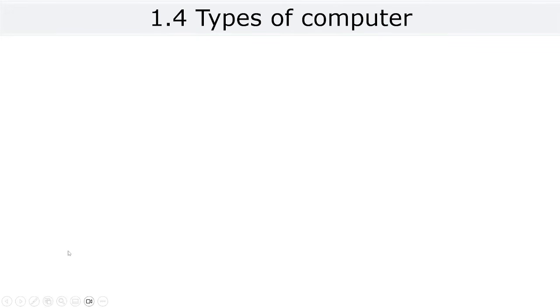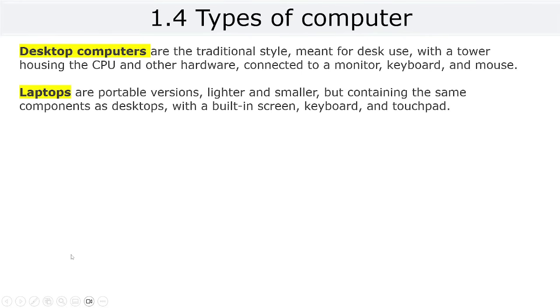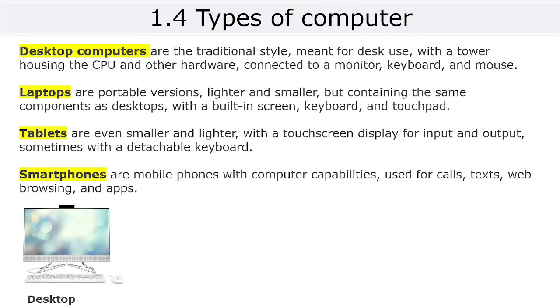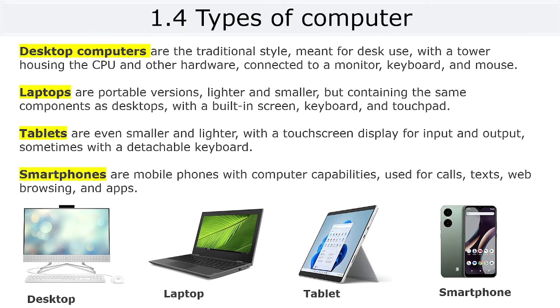Now we're looking at types of computers. The main types of computers we have are desktops, laptops, tablets, and smartphones. Okay. And in this case, if you're asked to talk about the advantages and disadvantages of them in terms of screen size, you can do a comparative analysis of all the four, and you notice that the smartphone is the smallest.